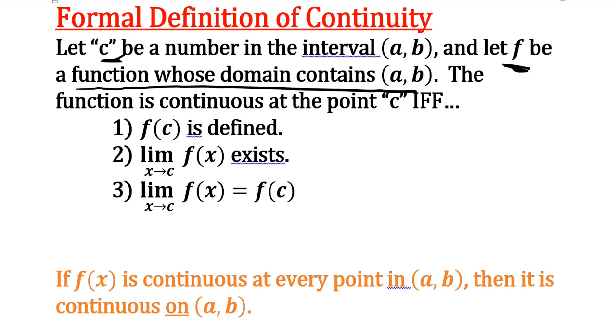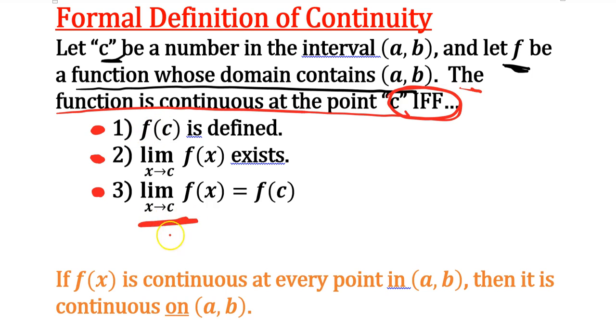The function is continuous at the point C if and only if, remember that's what that IFF means, these three criteria are met. 1 is f of C is defined. 2 is the limit as x approaches C of f of x exists. And 3 is that the limit value that you found in number 2 has to equal the function value that you're finding in number 1.